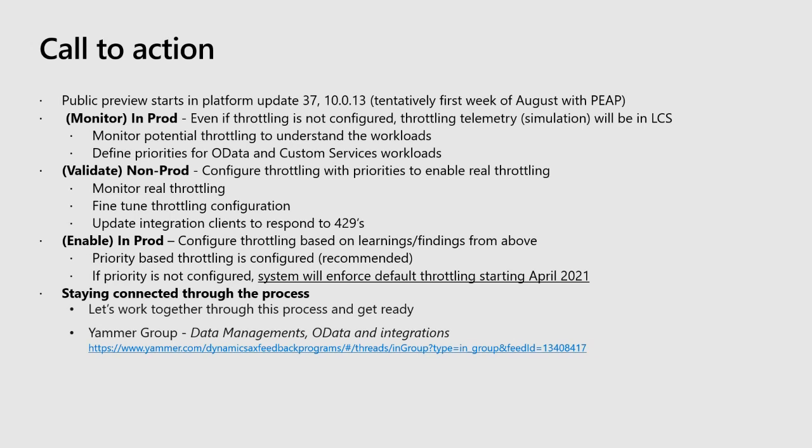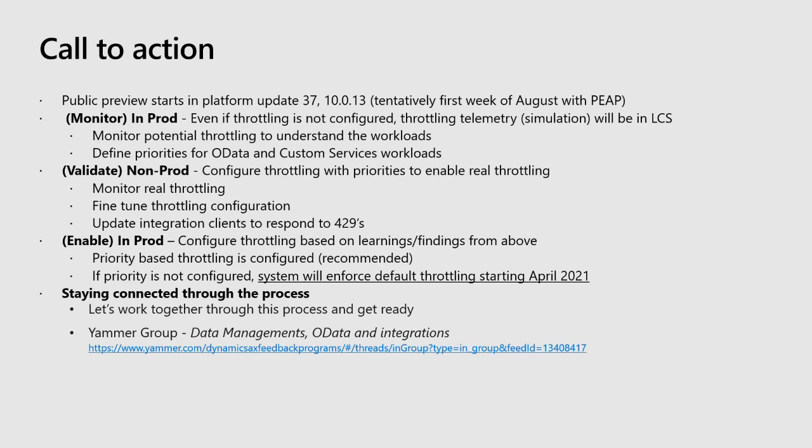This is the recommended process between now and April 2021, which is almost 10 months that we have. But if for some reason any production environment has not yet configured throttling, then starting April 2021, the system will enforce default throttling. What that means is, since there is no priority and the system has to preserve system sanity, it will start throttling on a first come, first served basis, whichever request comes in next. If the system thinks it cannot perform because it is already overutilized, it will start throttling that request.